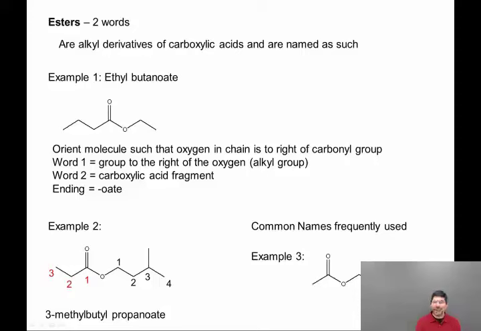And then finally, for esters, common names are also frequently used. Example 3 is another molecule that is commonly used as a solvent in the lab. It has got an ethyl group on the right-hand side of the oxygen, so its first word is going to be ethyl. If you were to name this systematically, you would probably now tell me that its name is ethyl ethanoate. But if you recall on the last slide, I told you that ethanoic acid is actually called acetic acid. Therefore, ethyl ethanoate is commonly known as ethyl acetate.